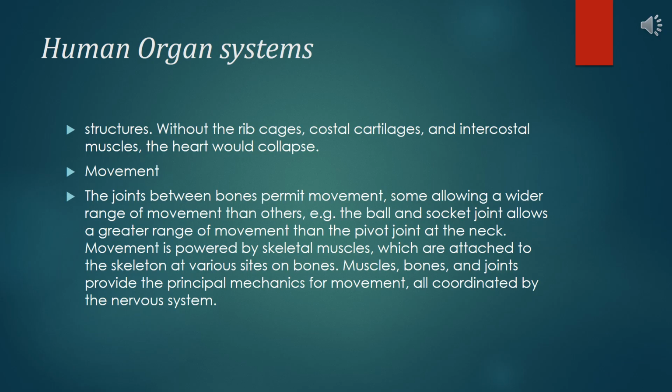2. Movement. The joints between bones permit movement, some allowing a wider range of movement than others, e.g., the ball and socket joint allows a greater range of movement than the pivot joint at the neck. Movement is powered by skeletal muscles, which are attached to the skeleton at various sites on bones. Muscles, bones, and joints provide the principal mechanics for movement, all coordinated by the nervous system.